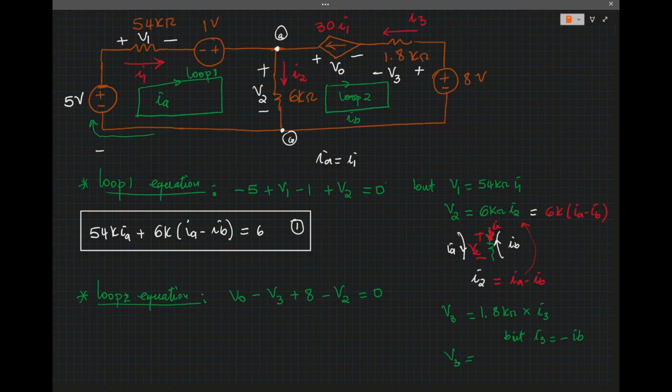So V3 is minus 1.8 kilo ohm IB. So we have V0, minus V3, that becomes plus 1.8 kilo ohm IB, minus V2, which is 6 kilo ohm (IA minus IB), plus 8 equal to 0. So that's my equation number 2.